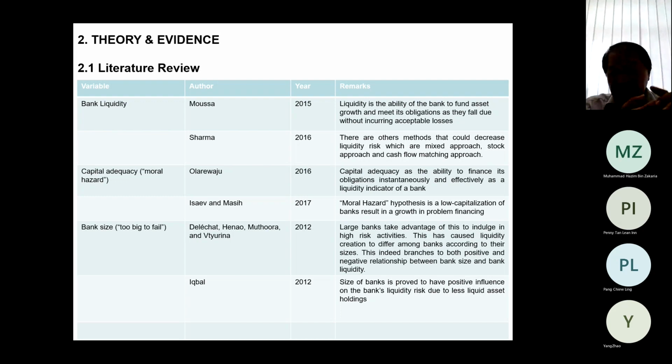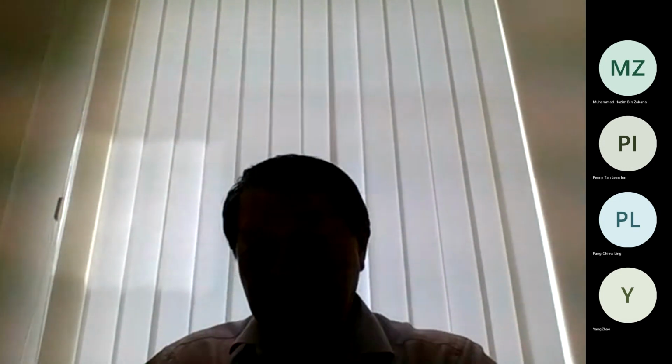Bank liquidity, capital here, I'm referring to capital adequacy, and bank size. These are the three. Okay, these are the bank specific. These are the three items under bank specific.